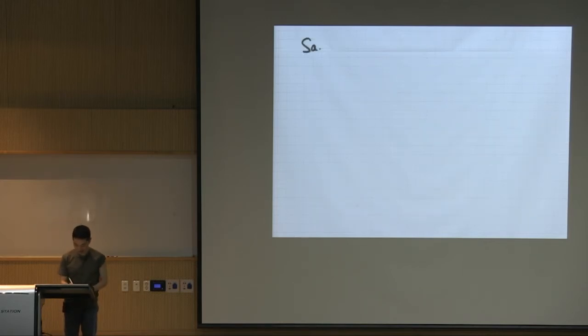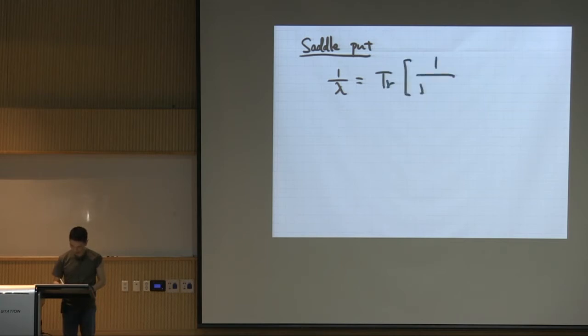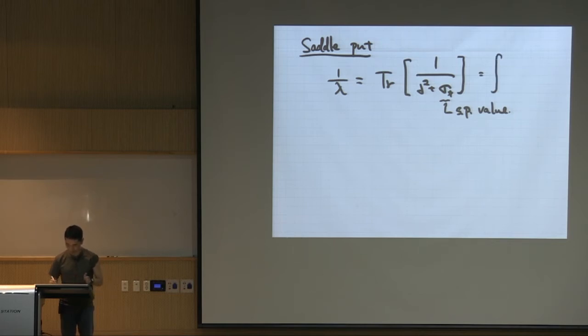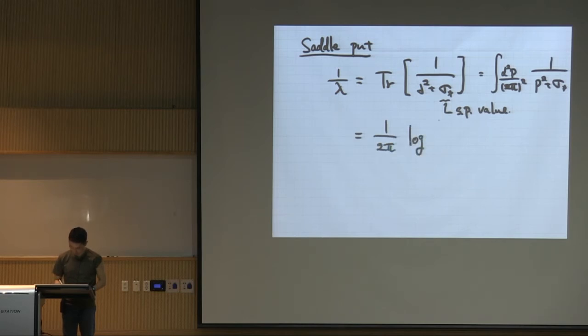And the saddle point is given by an equation like this: 1 over lambda equals trace of 1 over minus del squared plus sigma star, where sigma star is the saddle point value of sigma. This trace essentially means integration over all space, which you can convert into integration over all possible momenta. So this is essentially this expression. And this right-hand side integral can be evaluated as follows: lambda over sigma star plus 1.